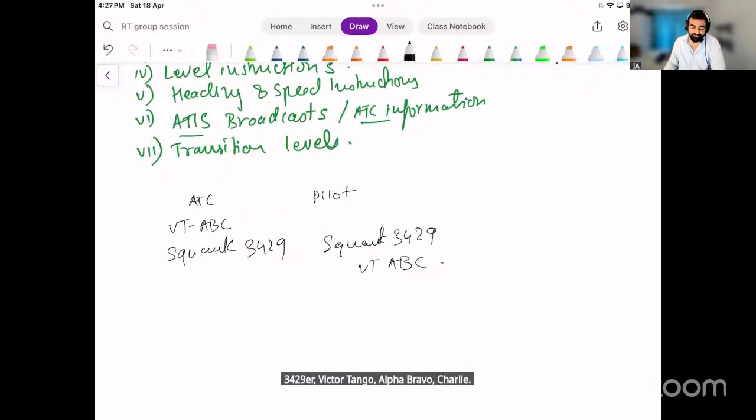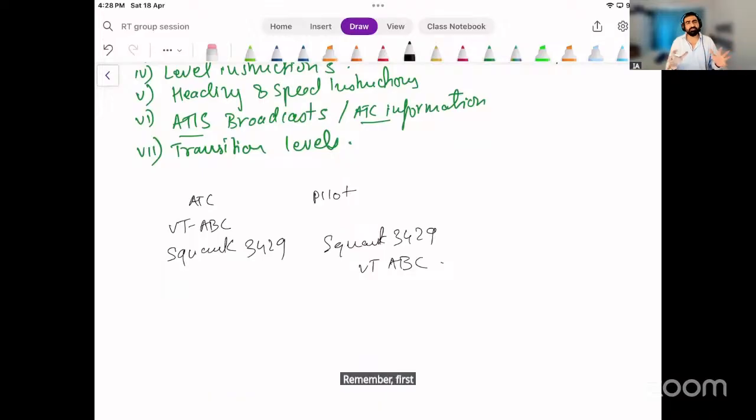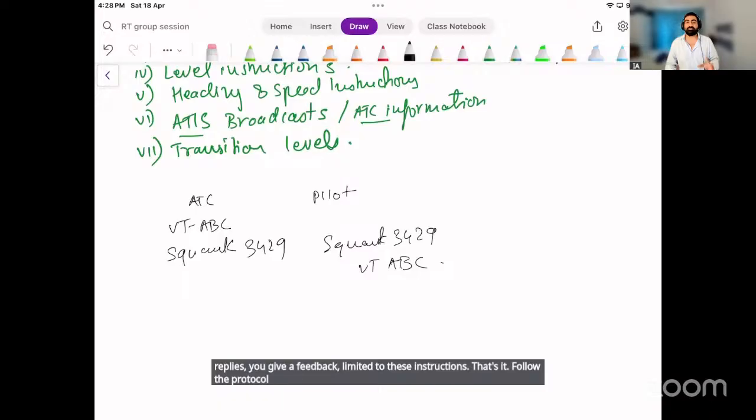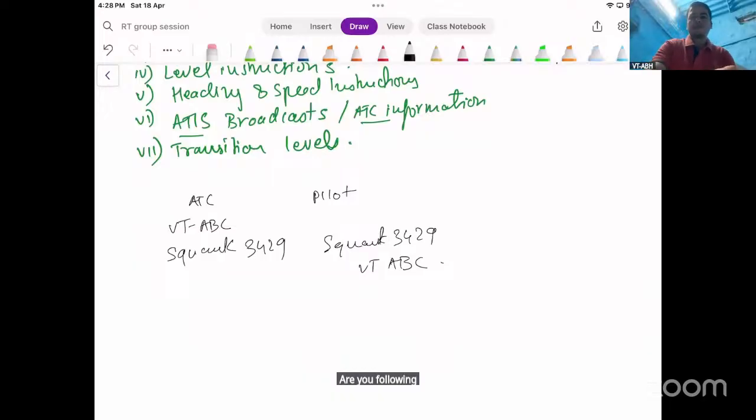Very simple, very basic. But this little basic thing has everything that you need to know about readbacks. Remember, first calls, you know how to structure, you'll shorten it. Replies, you give a readback limited to these instructions. That's it. Follow the protocols about call signs, use the right words and phrases, and you're good to go, provided you know what to do where. These are different elements. Okay, students? Are you following?